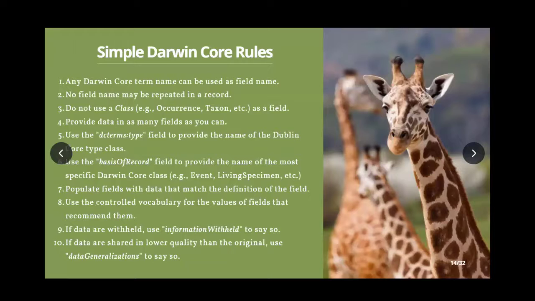Now, though there are no required fields, there are some rules, 10 to be exact. You can see the 10 listed here. I won't go through them all, but you can see that most of the rules are pretty easy to follow, such as no field name may be repeated, which contributes to Darwin Core being so widely used. There are a few rules I want to talk about on this list that will actually bring us into this next section of the presentation.